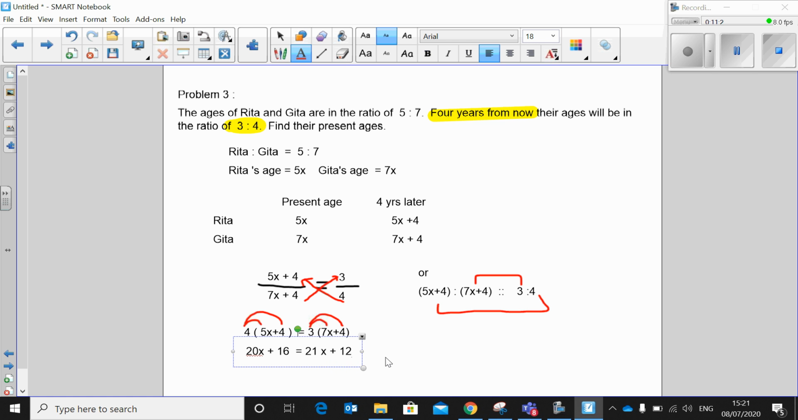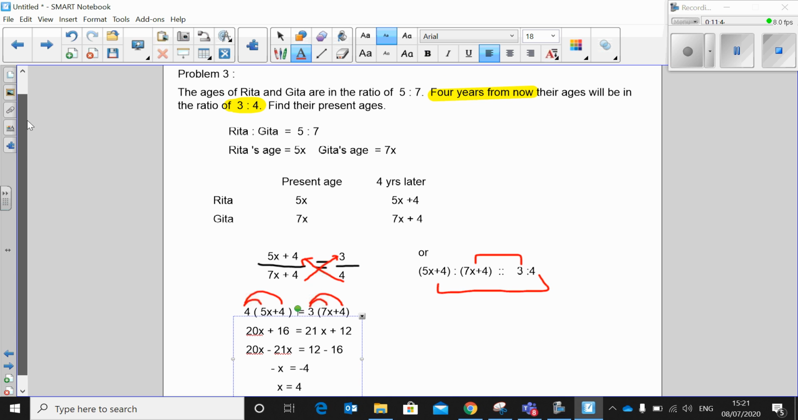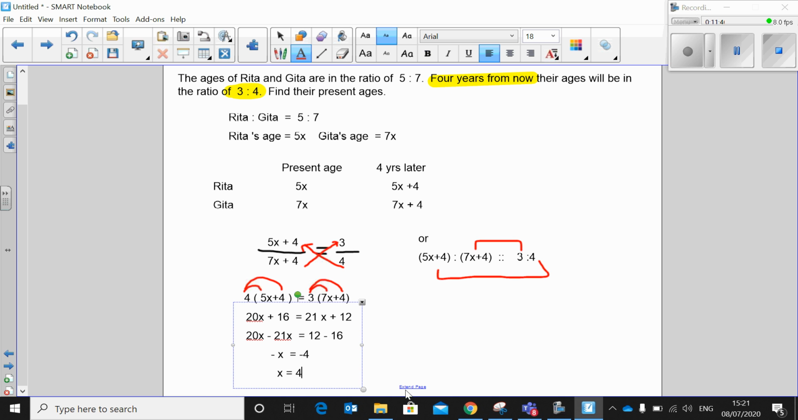So now let us simplify further. 20x minus 21x is equal to 12 minus 16. Now 20x minus 21x is minus x. Minus x is equal to minus 4. So we got minus x is equal to minus 4. That means x is equal to 4. The x value is 4. Now we need to find out Rita and Geeta's ages.